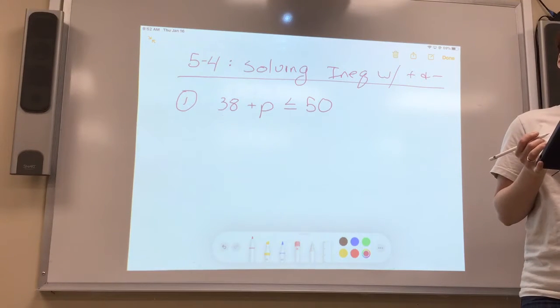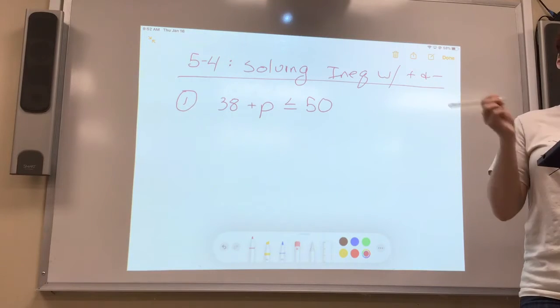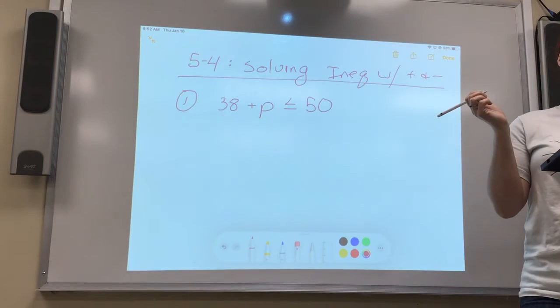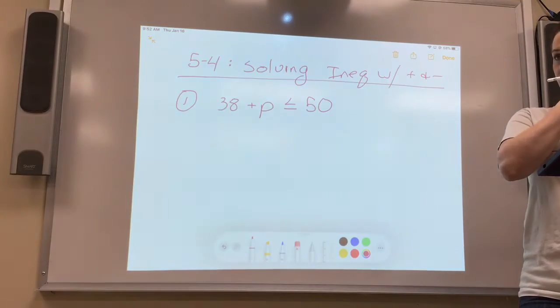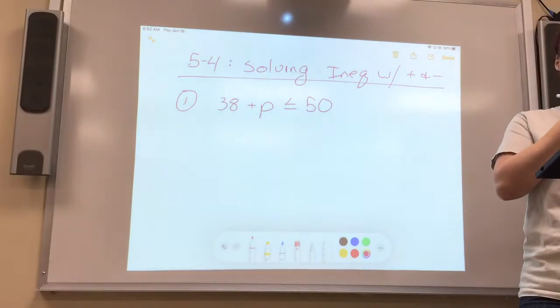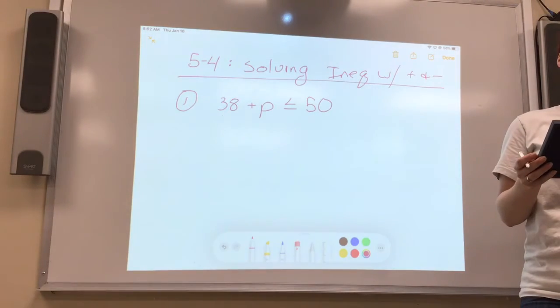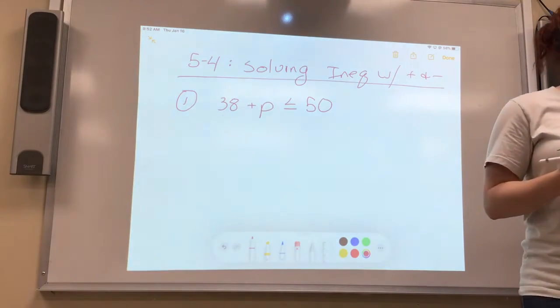Do you remember what they did to solve this? Eliana? Subtract 38 from both sides. Go ahead and do that, just like you're solving an equation. All of you should be doing that. Subtract 38 from both sides.